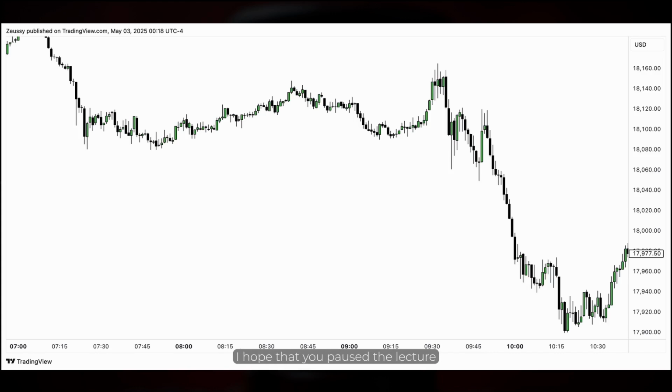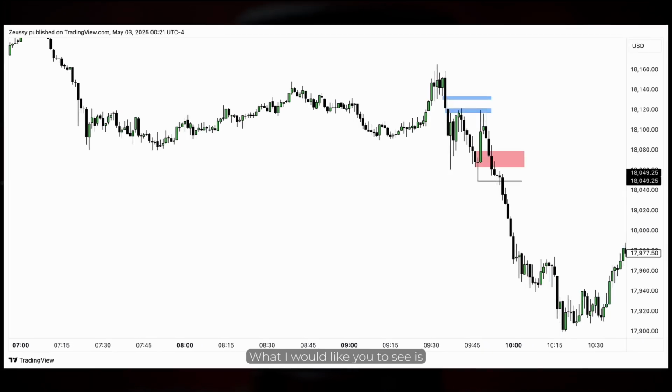I hope that you paused the lecture because I'm now going to add my lipstick to the chart. What I would like to see is that inside of this delivery, the market was consolidating right here. We then see it expand towards the upside, and we see this high form right here. We then see the market expand lower aggressively, and do you see that throughout this expansion towards the downside, 2 imbalances get created? We see one imbalance form up here, and a second imbalance right below it. When the market retraces into the lowest imbalance right here, that's a potential shorting opportunity.